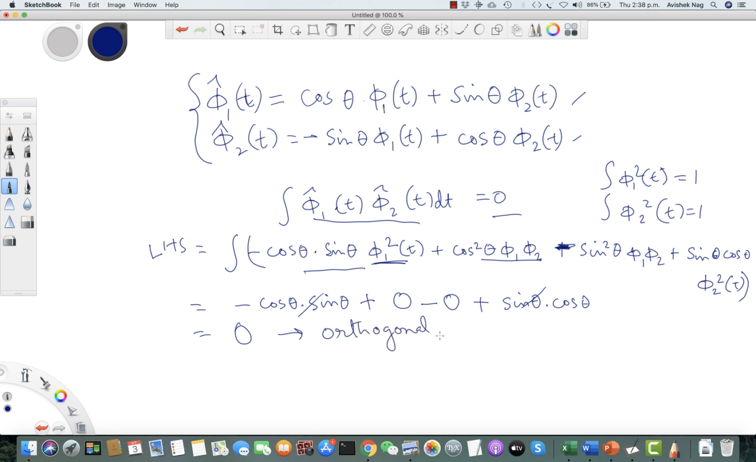But whether they are orthonormal or not, we have to check by checking if the integral of phi 1 hat square t dt is equal to 1, and the same is true for phi 2 hat square t dt. And if you square phi 1 hat t and then apply these rules for the original phi 1 and phi 2, you will see that this integral will also be equal to 1.